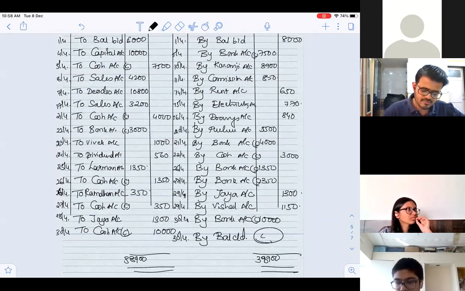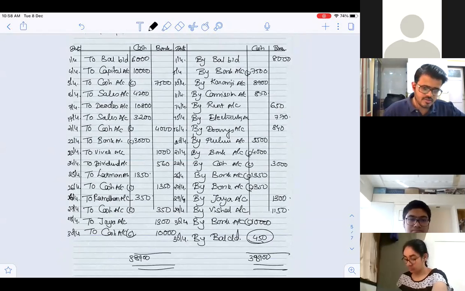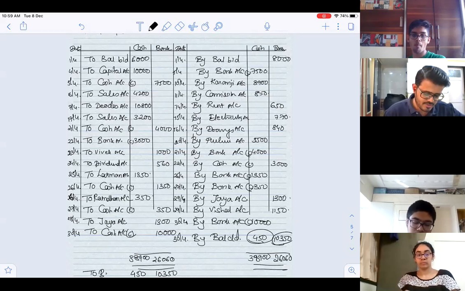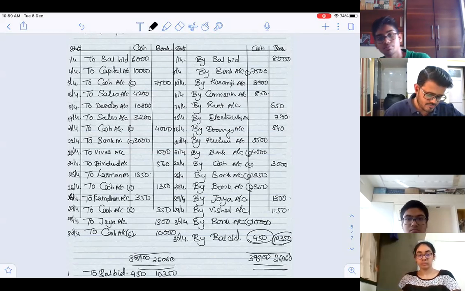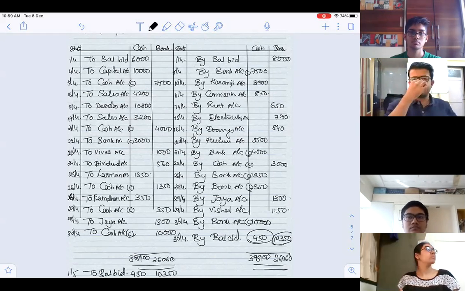Yes, 450 will come, it comes around that. Look at the bank: which side is greater? Debit. What is the total? 26,060. And what is the balance at bank? 10,350. Check this: 450 and 10,350. This is the balance b/d on 1st May. Check the solution and write it in your notes, discount allowed, discount received, whatever it is.